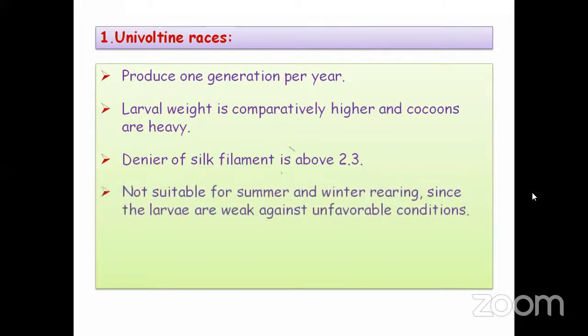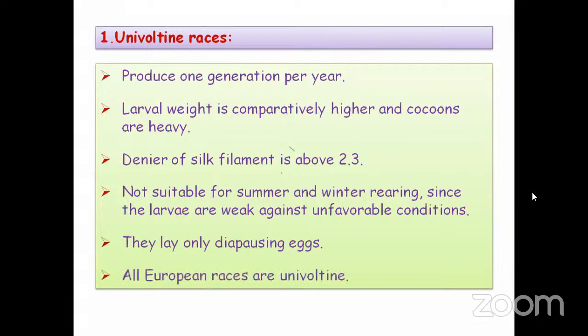Then, it is not suitable for summer. This type of race is not suitable for summer and winter rearing, since the larvae are weak against unfavorable conditions. And they lay only diapause eggs. And all the European races are univoltine. So these are the characters of the univoltine races.